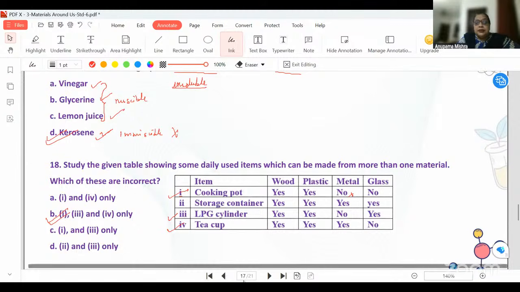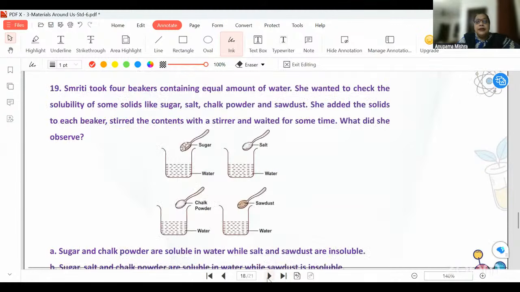Now next one is the 19th question. Please read it out. Smriti took 4 beakers containing equal amount of water. She wanted to check the solubility of some solids like sugar, salt, chalk powder, and sawdust. She added the solids to each beaker, stirred it properly and waited for some time. What did she observe? I'm showing you the options.